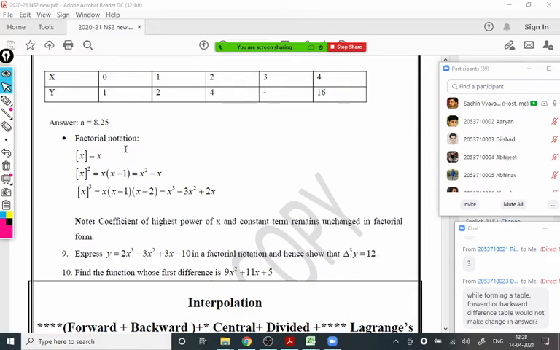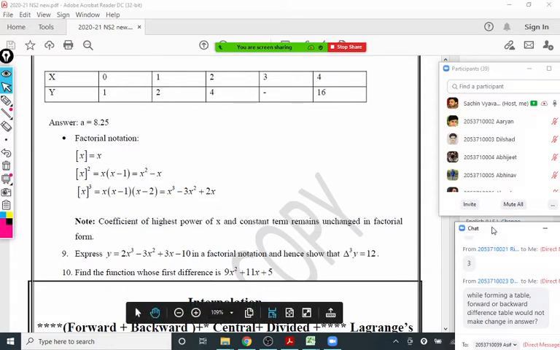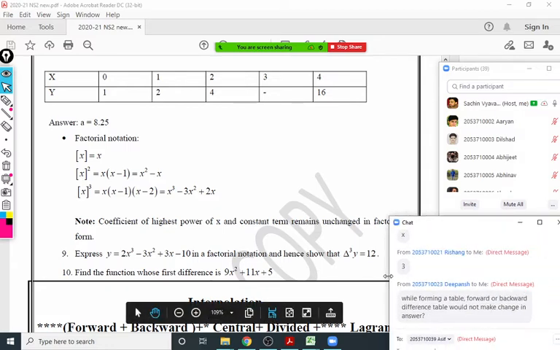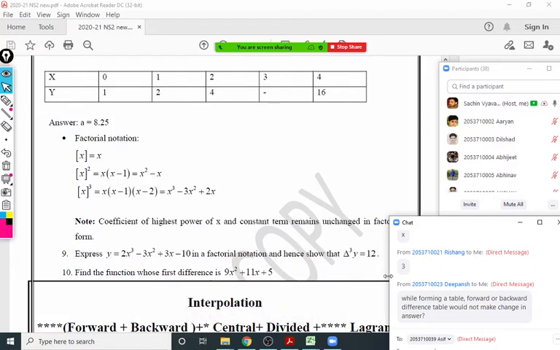Yes, correct. I think Dipansh is asking, while forming a table, whether a forward or backward difference table would make any change in the answer. Yes, the table remains the same. The forward, backward or central tables are all the same. Only the top notations are changing there. It doesn't matter, Dipansh. Okay.